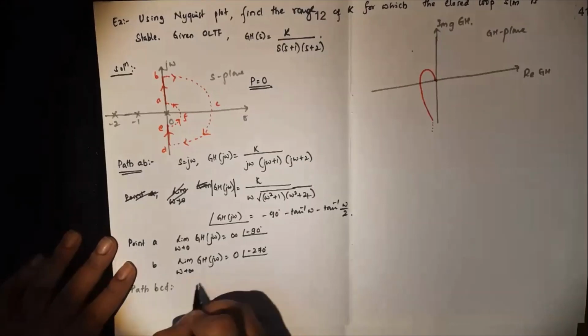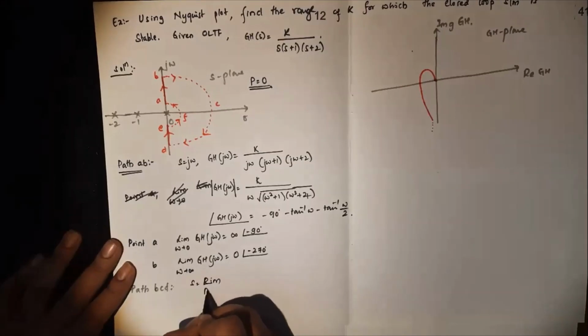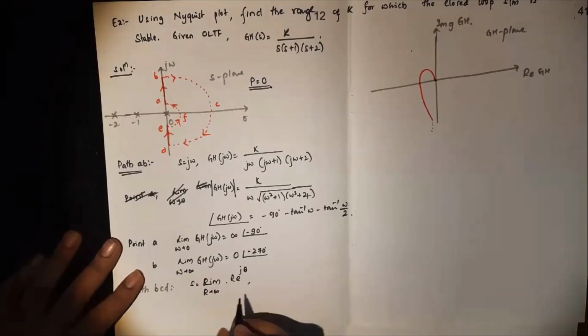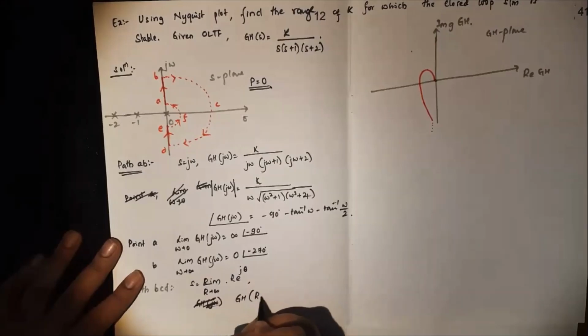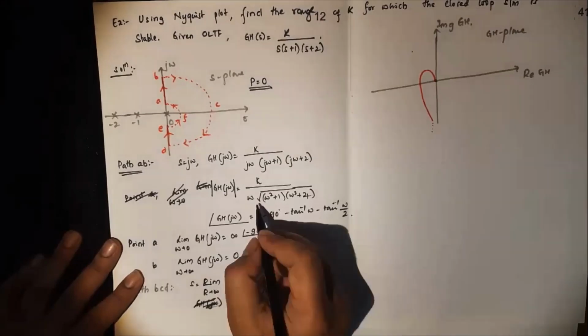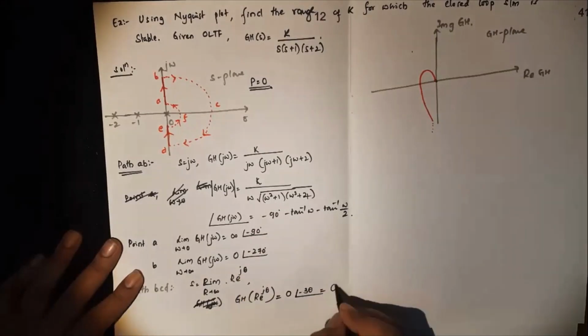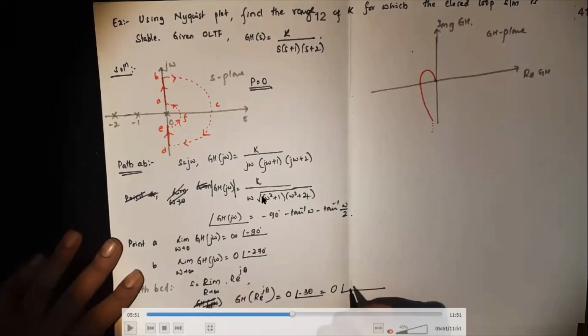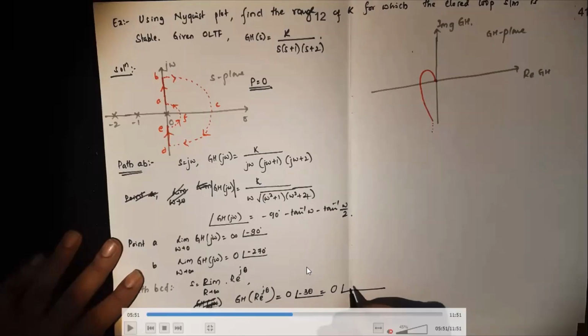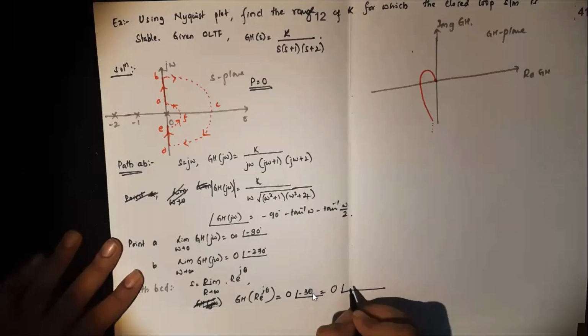Next map path BCD. So path BCD in most of the numericals has resulted in origin, so keep that in mind. So limit as capital letter R tends to infinity, R into e raised to j theta. So it has resulted in origin, but angle is minus 3 theta because there are 3 poles. I am skipping some steps because we were already familiar with this. So we have minus 3 theta as the angle, and theta is to be substituted now.